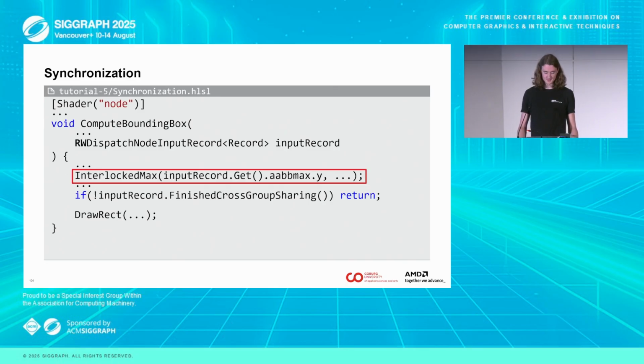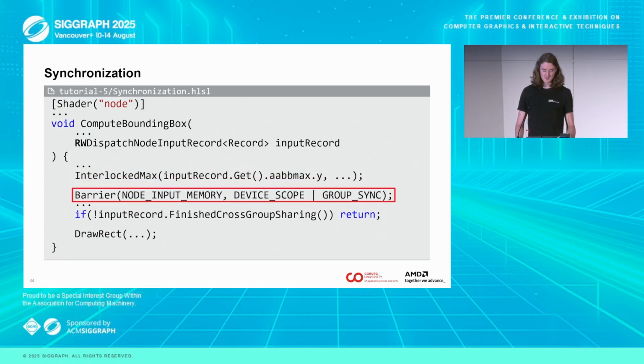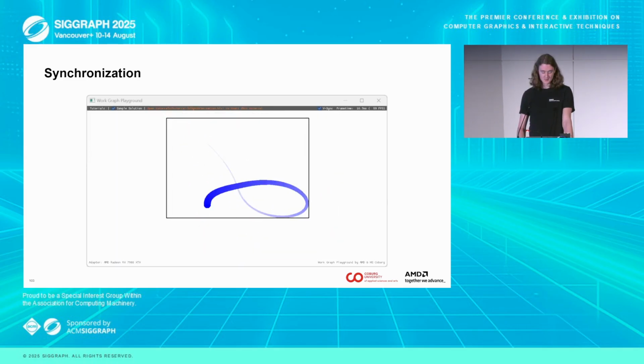Obviously, with these atomics, stuff in flight and caches might be an issue. So you still need to have some form of barrier. In HLSL with work graphs, there's a new barrier intrinsic, which gives you greater control over what you're actually going to barrier. In this case, we just say, okay, we want to have a barrier on the node input memory. If those atomics are done, we want to have the final result available to read back. And with this, we can then use the AABB min and max that we've computed with the atomic operations further down below in the very last thread group to draw the rectangle around our dancing figure here.